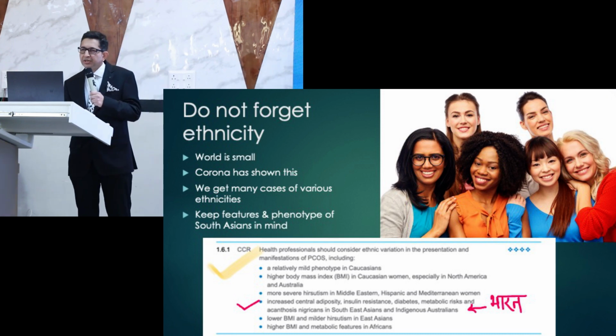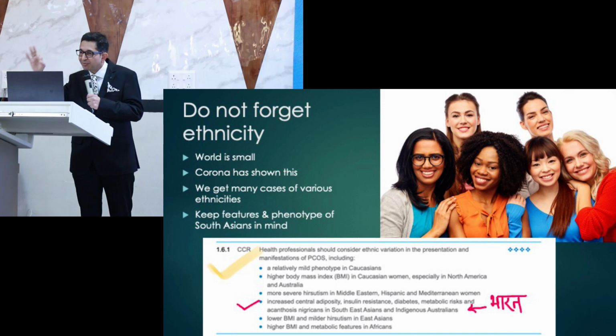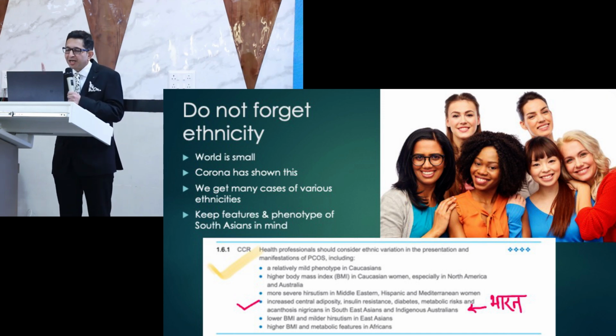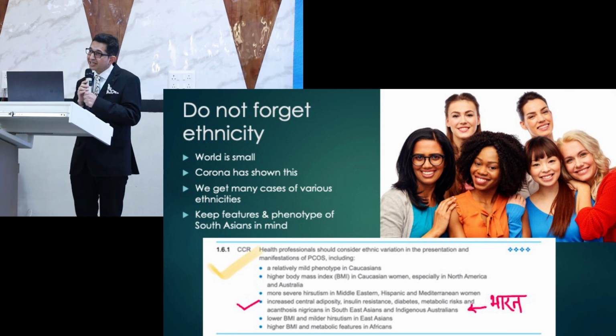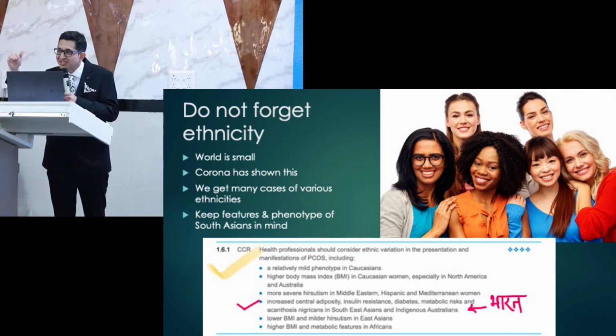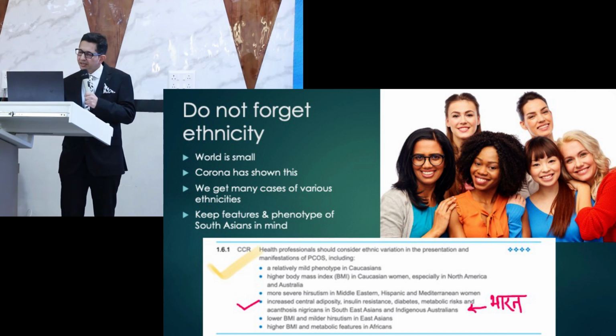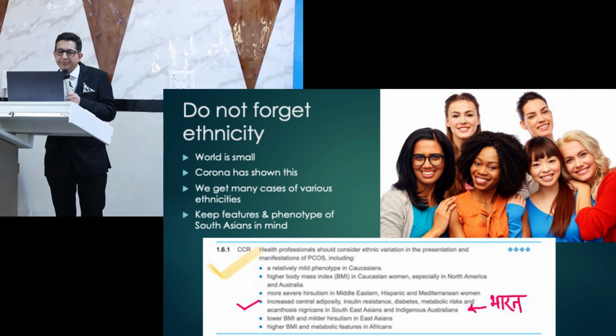Like Asians, Indians have more severe hirsutism, then they have increased central adiposity, insulin resistance, diabetes, metabolic risk, and acanthosis nigricans. More common in Asians. In East Asians like Japanese, they have low BMI and mild hirsutism. In Africans, they have high BMI and metabolic features. So you will have different features in different areas or ethnicity.